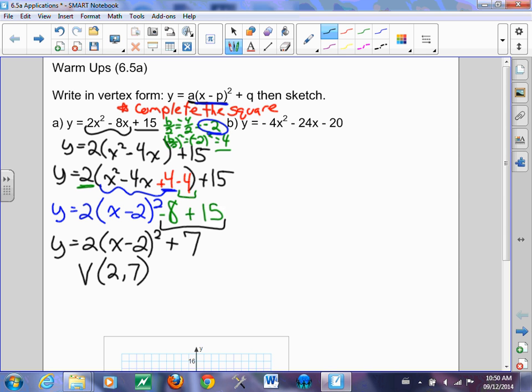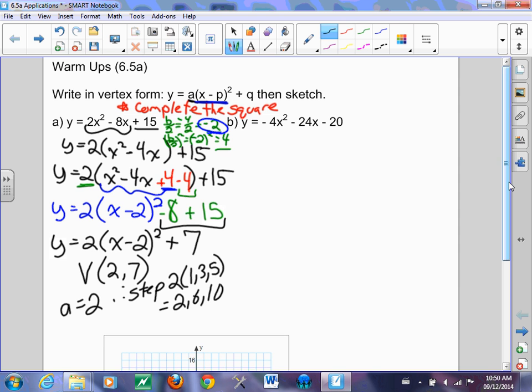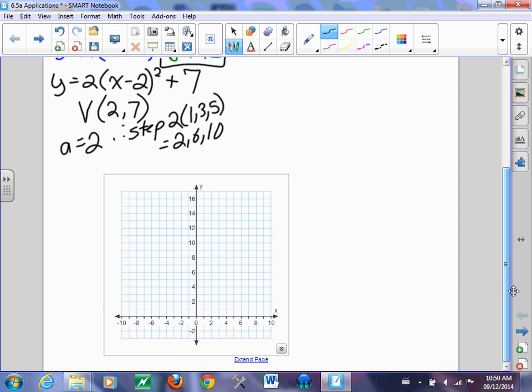And in order to graph this, we also need to do our step pattern. So step pattern is based on a. So a equals 2. Therefore, our step pattern is 2 times 1, 3, 5. And that's going to equal 2, 6, and 10. So let's plot that, ladies and gentlemen. So we're going to find our vertex 2 and 7. So 2 and 7. Okay.